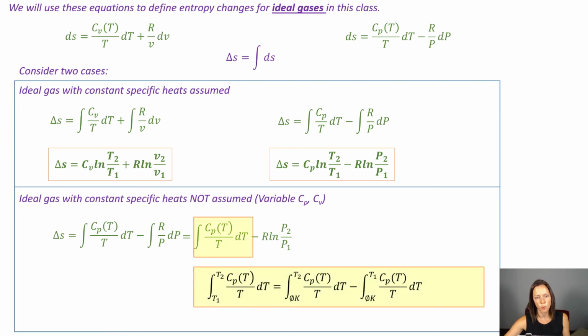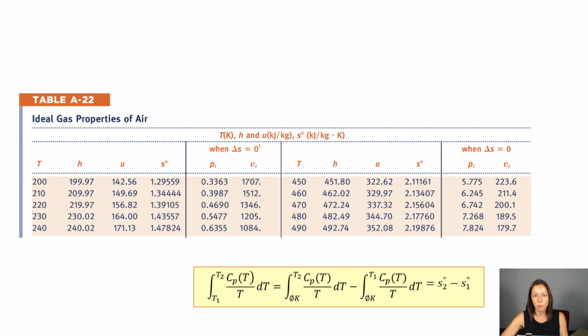So what we're going to do is divide this up into two functions, and I'm going to choose 0 Kelvin, the little 0 with a slash through it, just because it's a convenient reference point. Now I've got two functions that are just a function of temperature, and I'm going to call each of those functions S0. So S0 at state 2 would just be a function of T2, S0 at state 1 would just be a function of T1, and these properties are tabulated in your ideal gas air tables. Those are the S0 values that are tabulated there.